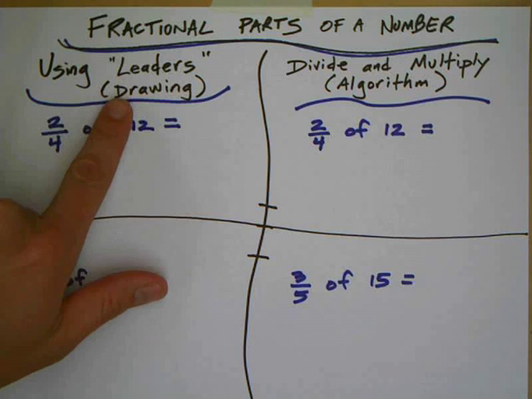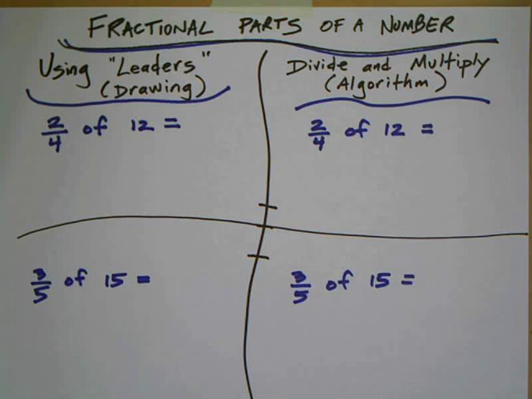I'm attempting to give you two ways to solve these types of problems. On the left, we're going to do something that I like to call using leaders. It's essentially a way to visualize it and to draw these fractional parts of a number out. And on the right side, we're going to do divide and multiply, which is essentially an algorithm where you follow some steps to arrive at the same answer.